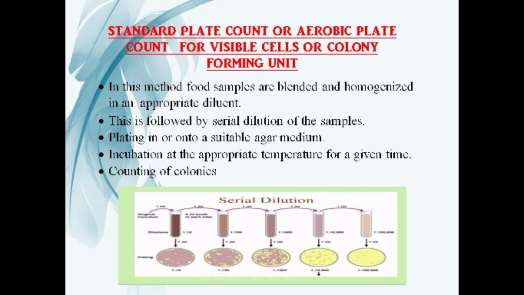And now we'll move on to the standard plate count or aerobic plate count for viable cells or colony forming units. In this method, food samples are blended and homogenized in an appropriate diluent. This is then followed by serial dilution of the samples, after which plating is done in a suitable agar medium. That is followed by incubation at an appropriate temperature for a given time. And finally, colonies are counted.